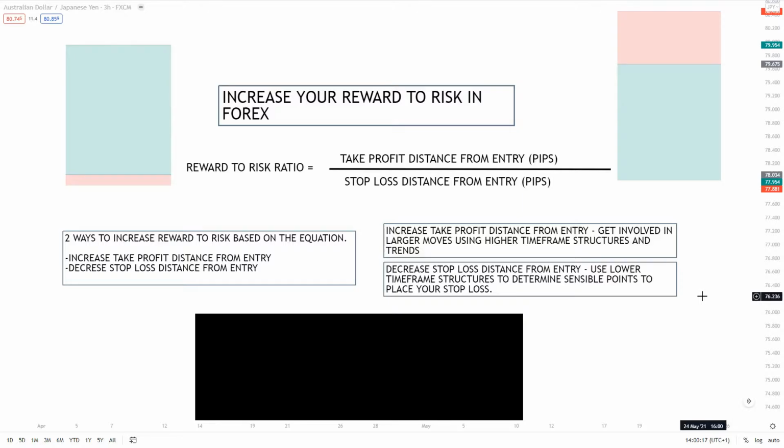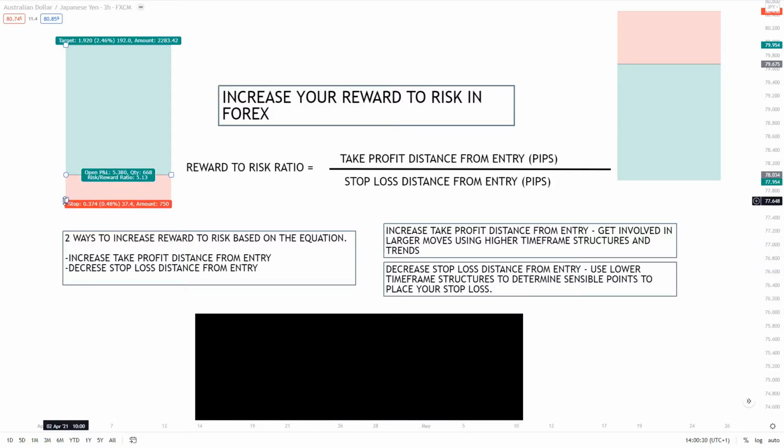So in terms of the second way to improve your reward to risk ratio, the second way is to decrease the stop loss distance from the entry. The main thing with this is basically you just need a smaller stop loss. Now, if you're trying to enter a trade on the daily time frame and you're trying to get in with a 10 pip stop loss, then you're probably going to get stopped out almost all the time, very frequently, because on most pairs 10 pips simply isn't enough to take a trade on the daily time frame and have your stop loss in a sensible place.